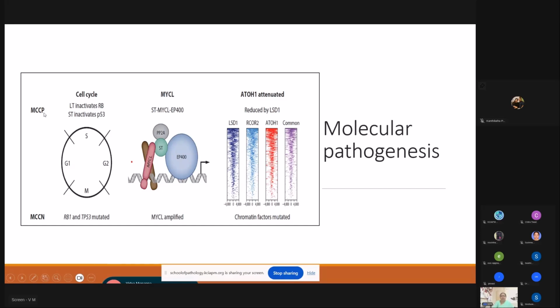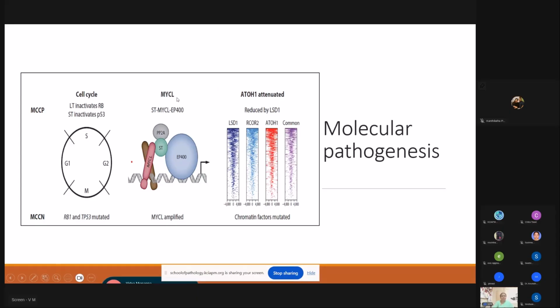In the MCCP, certain factors involving the cell cycle are inactivated by the viral antigens. Like this, the viral large T antigen inactivates the retinoblastoma gene. The viral small T antigen inactivates P53, not directly, but by upregulation of MDM2. On the contrary, in MCCN, because of the ultraviolet radiation, both RB1 and TP53 are mutated. Okay, so basically, both of them having the same effect.